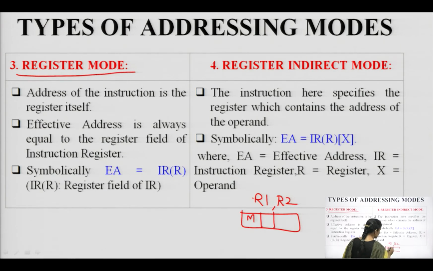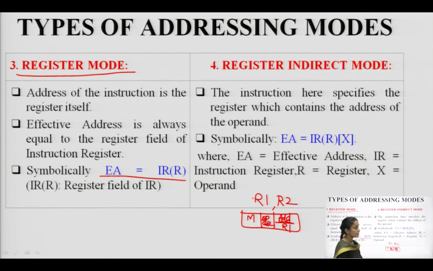This is my IR. In this address somewhere it will be mentioned R1 or R2. So, how do I calculate the effective address? It is just the register field of the instruction. If I write it symbolically, it is the R part, the address part of IR, that I will write as R1 or R2.